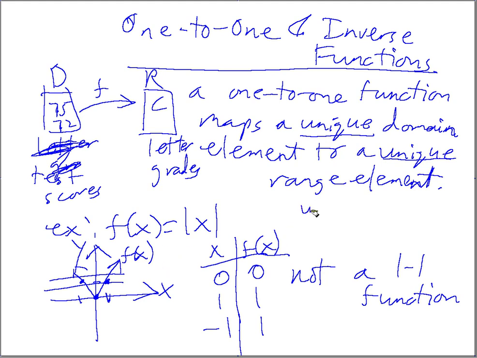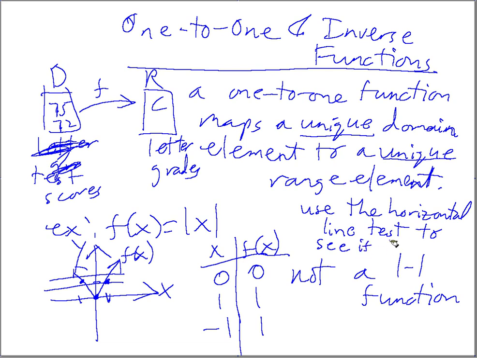So let me say, use the horizontal line test to see if f of x, if a function, is one-to-one. All right, so the horizontal line test: if you cut through the graph more than once, that means it's not one-to-one.